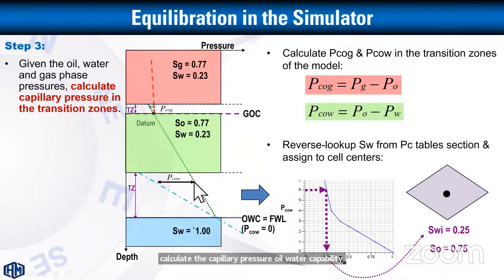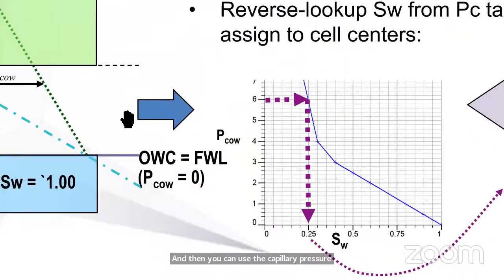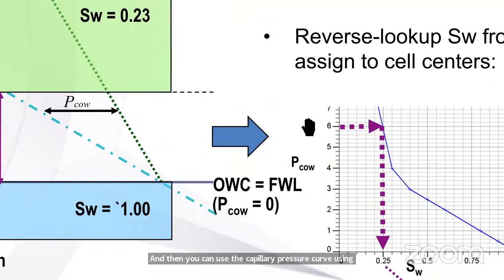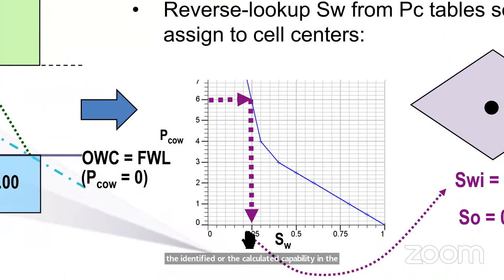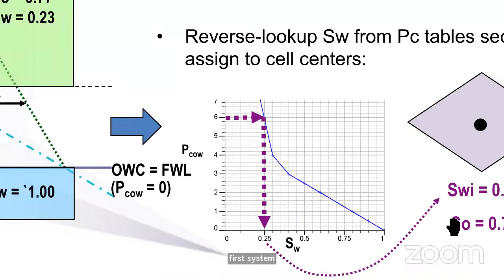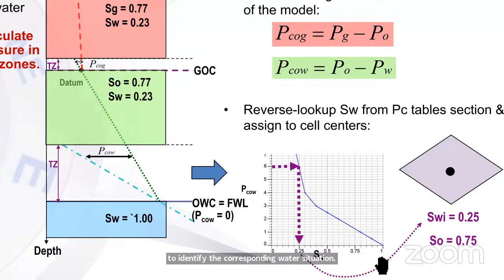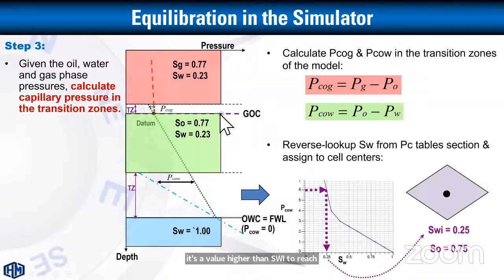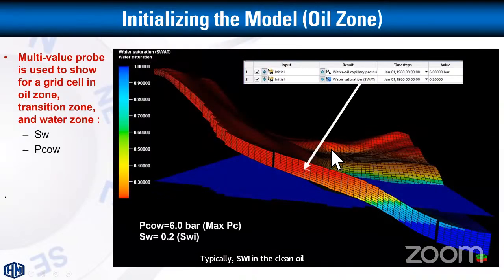It will be this value minus this value, B oil minus BW. And then you can use the capillary pressure curve, using the capillary pressure calculated in the first step, to identify the corresponding water saturation. In the transition zone, it's not SWI, it's a value higher than SWI, to reach typically SWI in the clean oil zone.